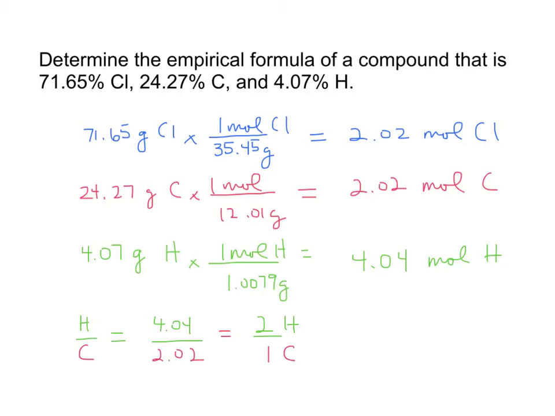The next piece, I do a similar ratio with hydrogen and chlorine. So I'm going to do a hydrogen to chlorine ratio. 4.04, 2.02, and I get 2 hydrogens for every 1 chlorine. From there, I can write the empirical formula.